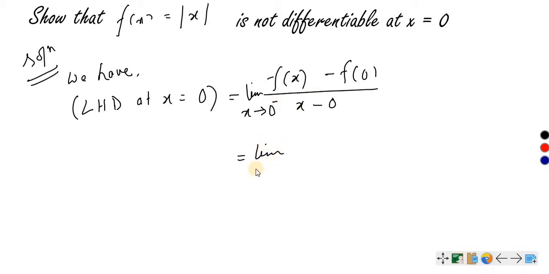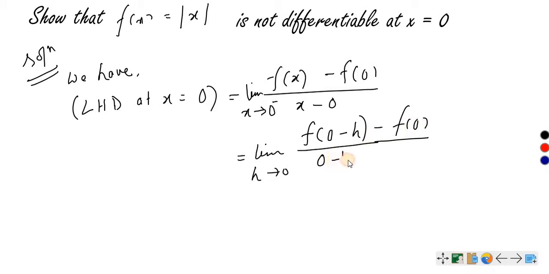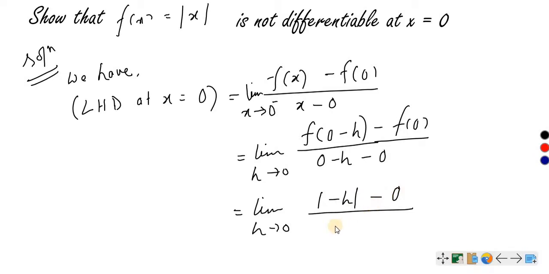This can be further written as limit h approaching 0, f of c minus h, that is 0 minus h, minus f of 0, over 0 minus h minus 0. Now limit h tends to 0. If you put the function, we will be getting modulus of minus h minus 0, and here it is minus h.